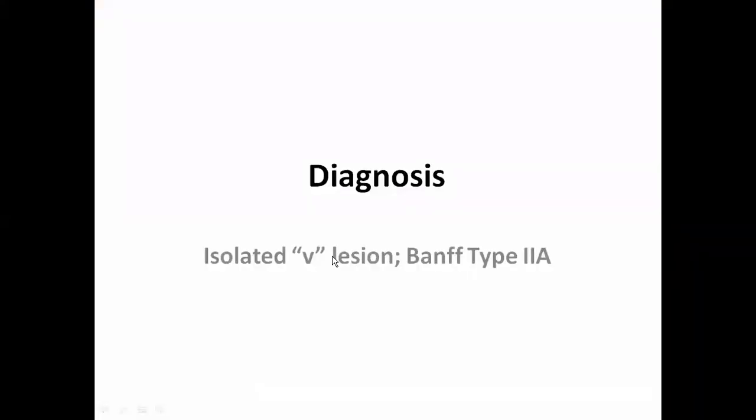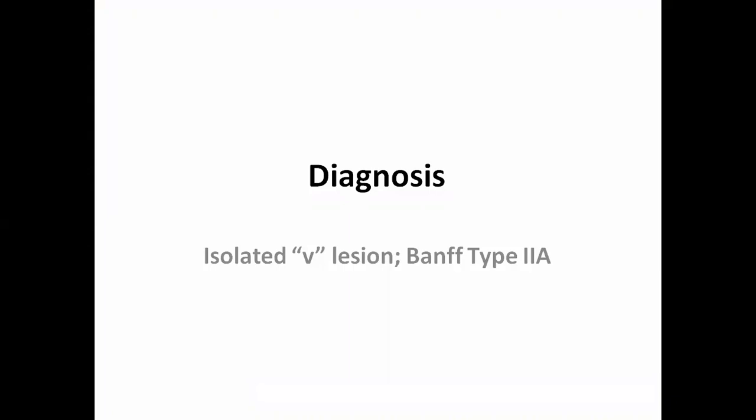So this was an isolated V lesion. Why I said isolated V lesion? Reason being, if there is interstitial inflammation which is more than 25%, there is evidence of tubulitis, along with that I find that there is one vessel which is showing this kind of endothelitis, then I will label this as an acute cellular rejection 2A.